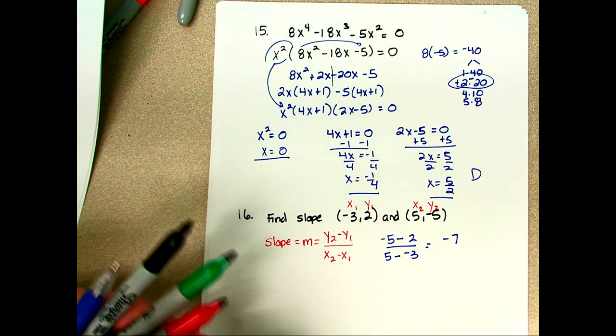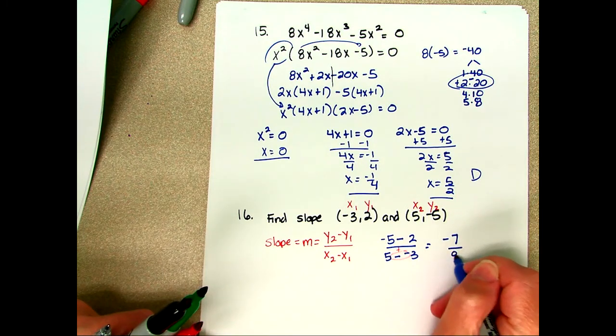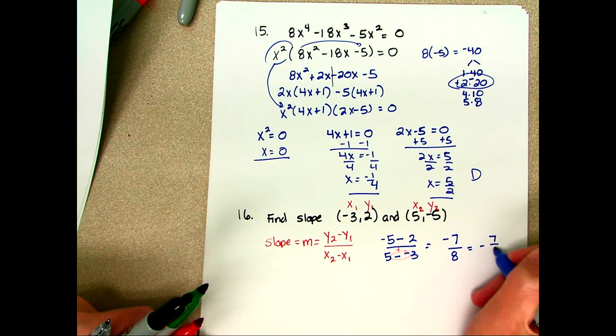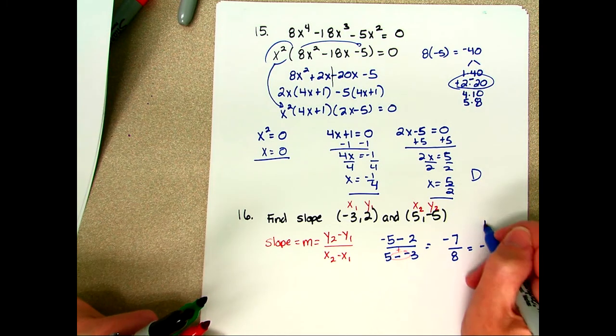5 minus negative 3, subtract a negative, is a positive. 5 plus 3 is 8. Our slope is equal to negative 7/8. The answer for number 16 is E.